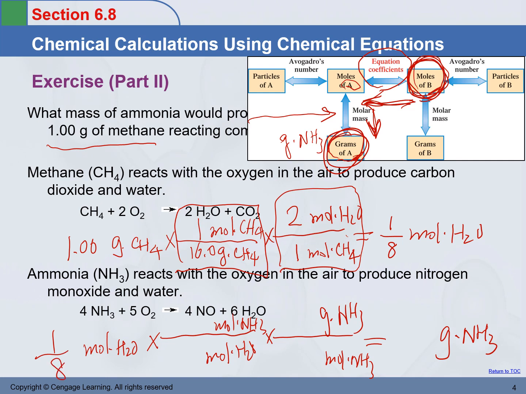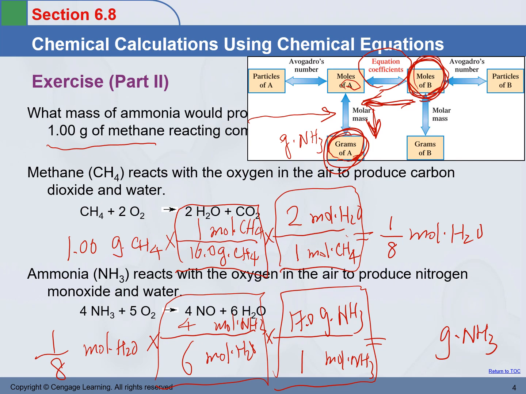Starting point 1/8. Molar ratio of the two, looking at the coefficients. In front of the ammonia, it is 4. In front of the water, it is 6. In this case, we're using the second equation. What is this? This is the molar mass of ammonia. It is going to be 17.0 grams over 1 mole.